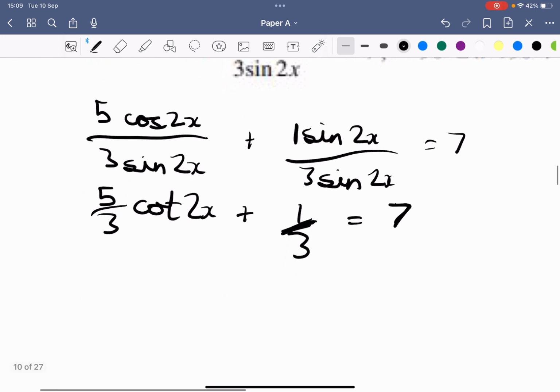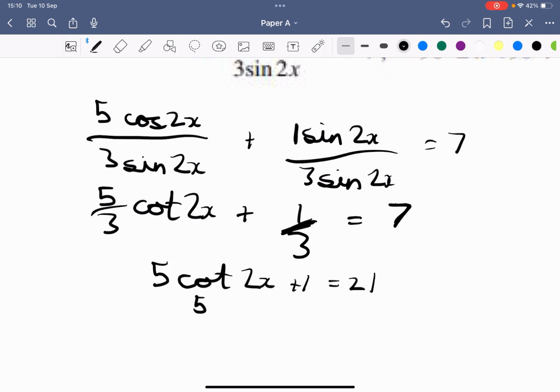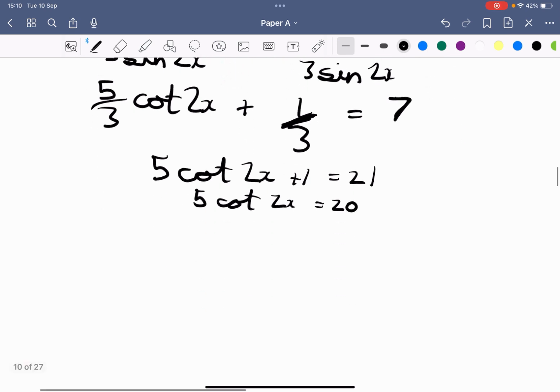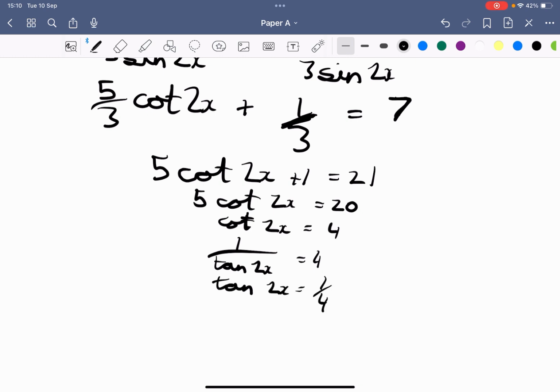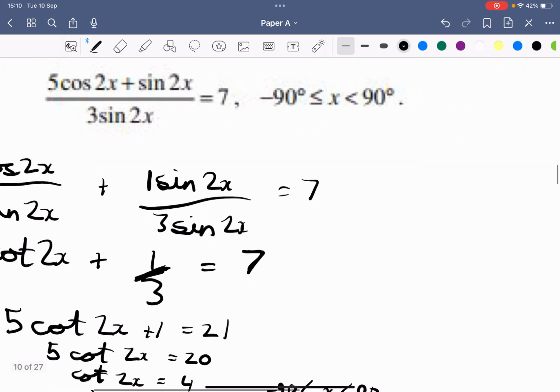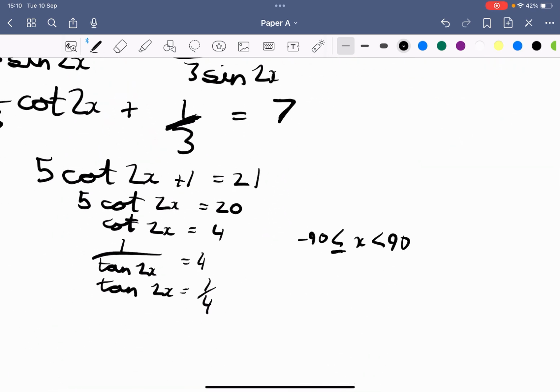Now I'm going to times both sides by 3, and then 5 cot 2x equals 20. Cot 2x equals 4. And then I can rewrite this as tan 2x equals a quarter. Now that I've got this, x we said was in the range minus 90 to 90. Was that okay? Like that.